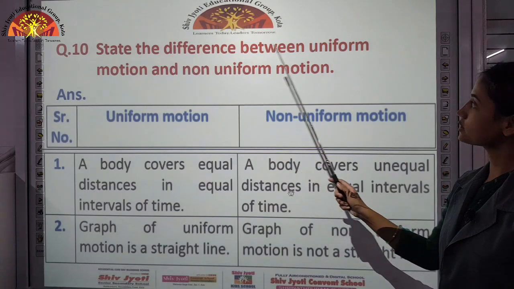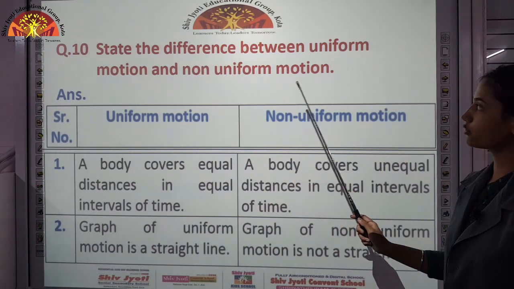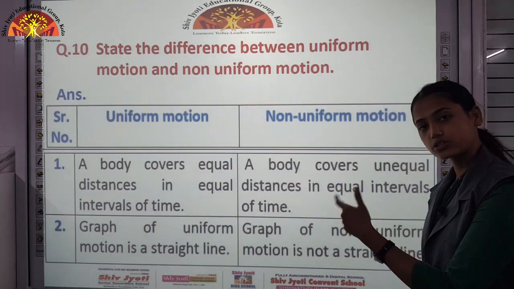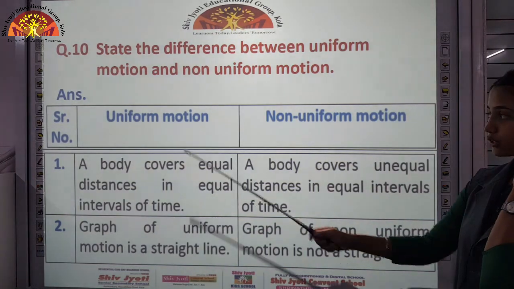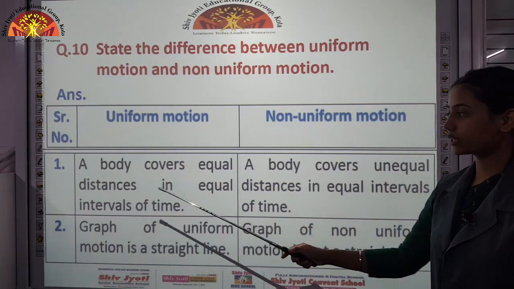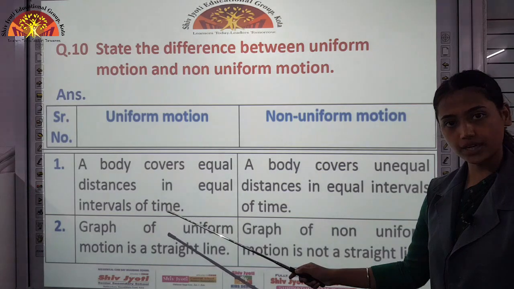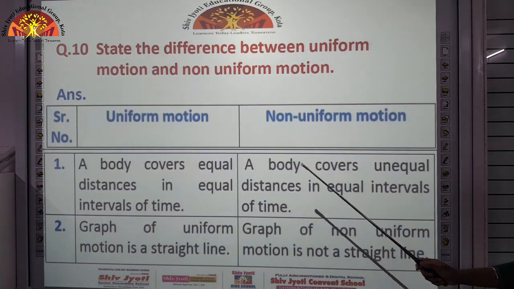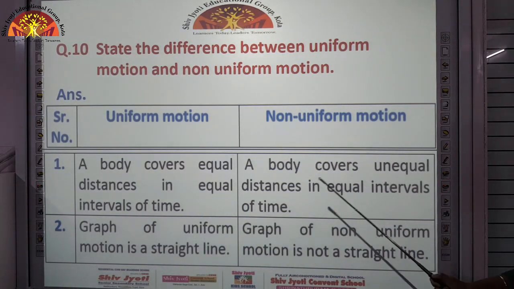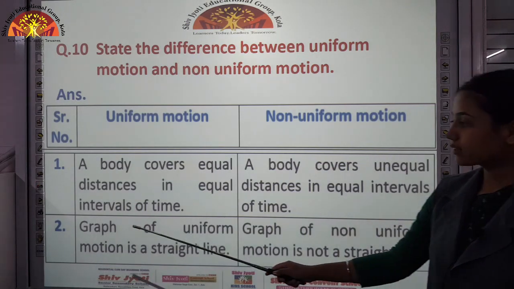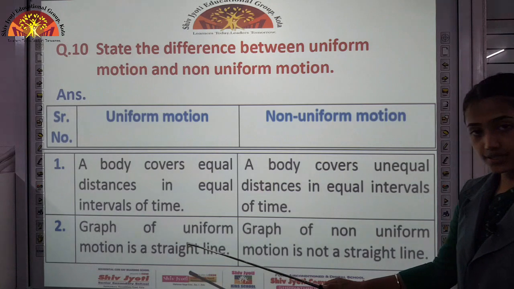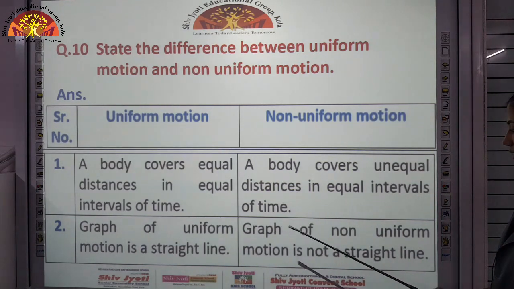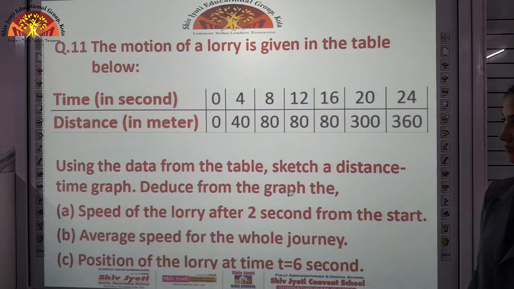Then state the difference between uniform motion and non-uniform motion, as we discussed these topics in part 1 of this video. In uniform motion, a body covers equal distances in equal intervals of time, whereas in non-uniform motion, a body covers unequal distances in equal intervals of time. Then graph of uniform motion is a straight line, whereas graph of non-uniform motion is not a straight line.